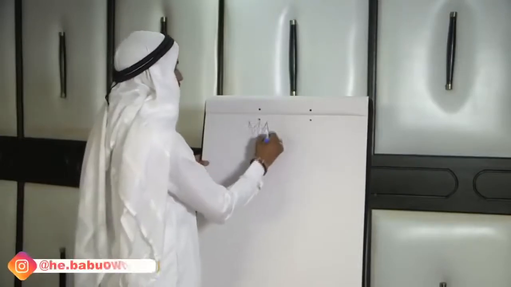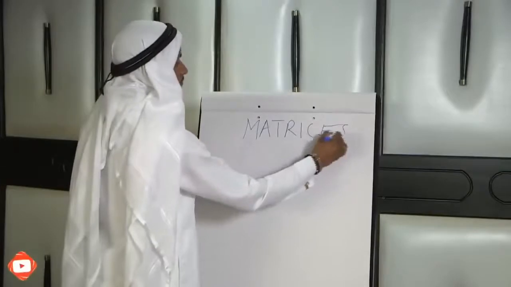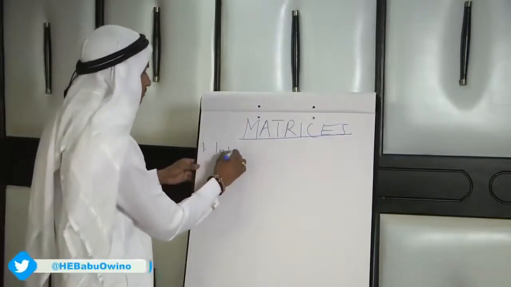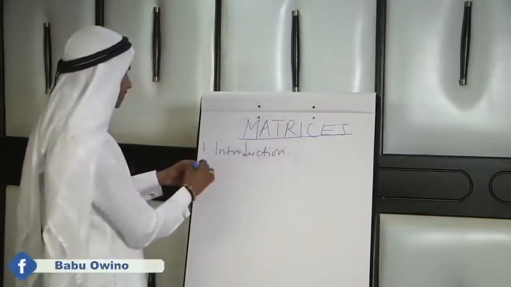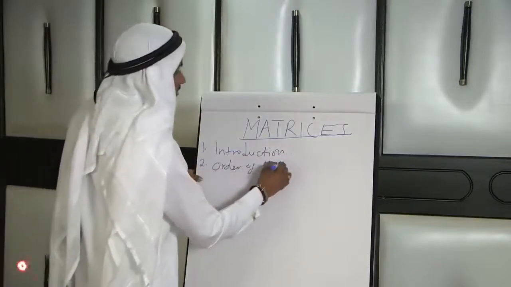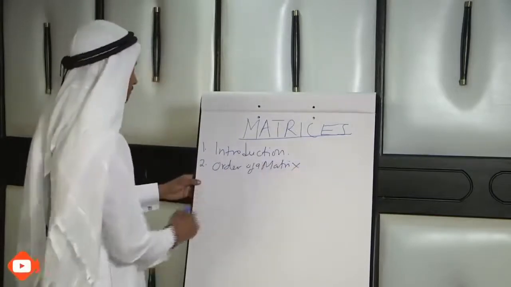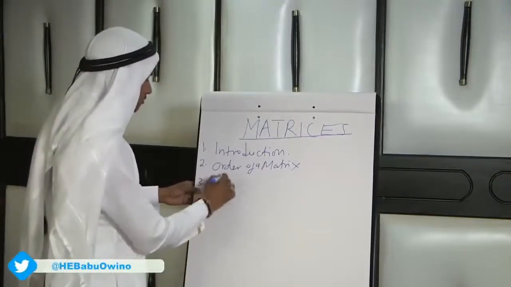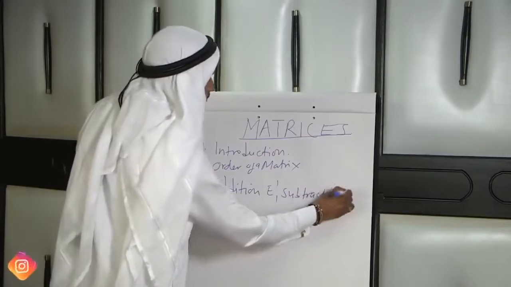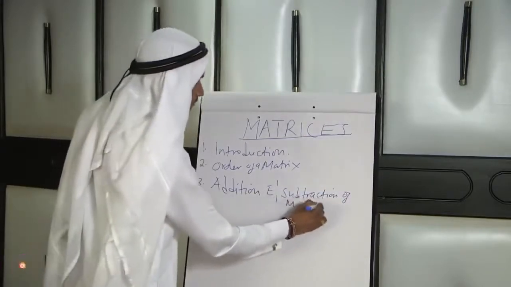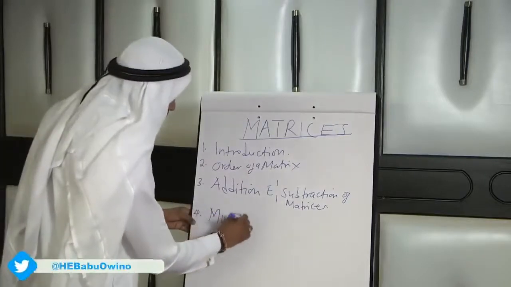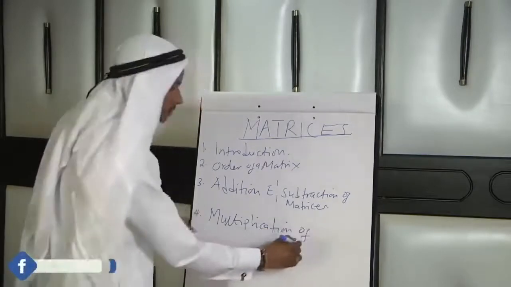So today we will start with matrices as our main topic. On matrices we will look at the introduction, then after the introduction we will go to the order of a matrix. Then the third one will go to addition and subtraction of matrices. Number 4 will go to multiplication of matrices.